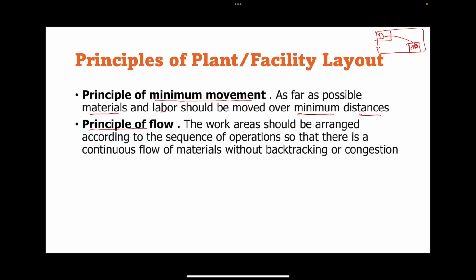Then you have the principle of flow. That is, the work areas should be arranged according to the sequence of operations so that there is continuous flow of materials without backtracking or congestion. See, in this example, here you have a slotting machine. Suppose this is moved to here and then it is moved back to here. So this interrupts the sequence of operations. Instead, if you design the layout such that from here it moved to here, then it moved to here, this facilitates a smooth operation without any backtracking. So this is called the principle of flow.